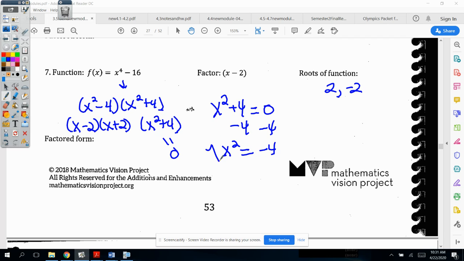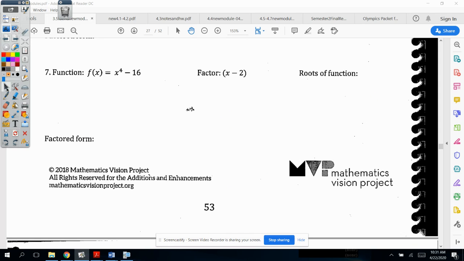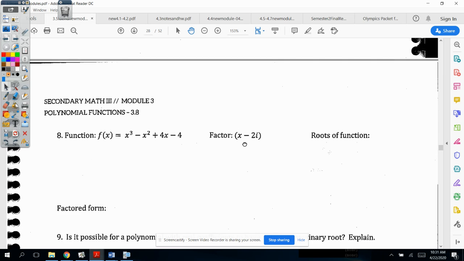And when I solve this, I take the square root of both sides. I get plus or minus 2i. So the last two are imaginary, 2i and negative 2i. Okay, just one more of these, and then they're going to make a little table for you.